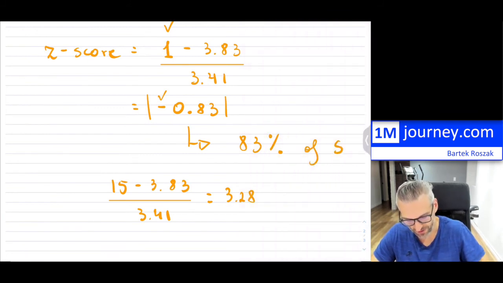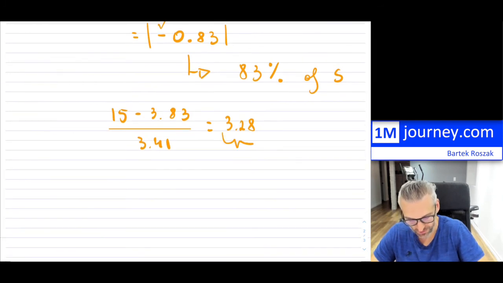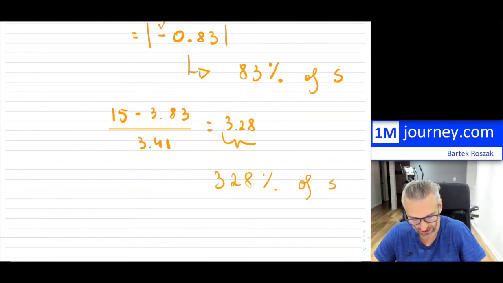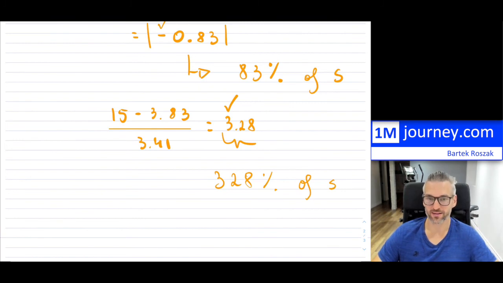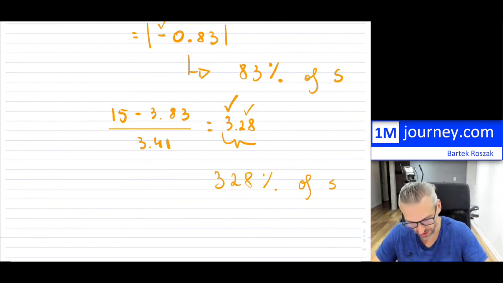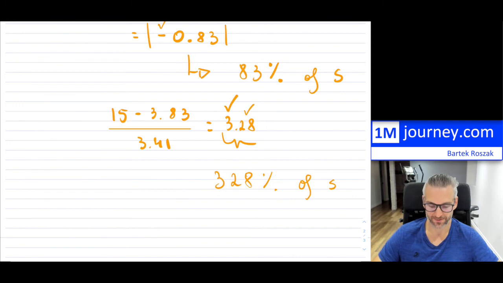So about that. This now is positive, and this would mean it's 3.28 standard deviations away, so 3 standard deviations plus this extra little 28% of a standard deviation. And this is to the right because it is positive.